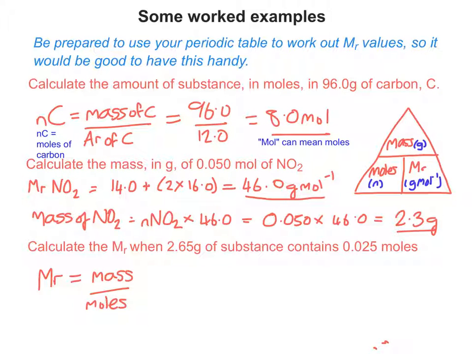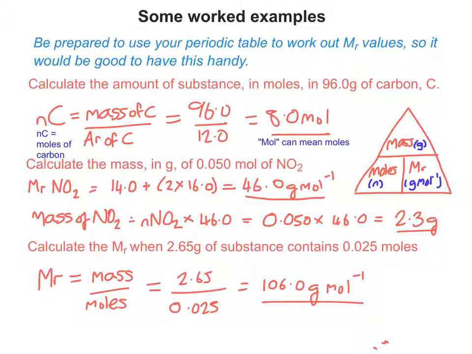And finally, working out the Mr of something, it's mass over moles, which in this case is 2.65 over 0.025, which gives us 106.0 grams per mole.